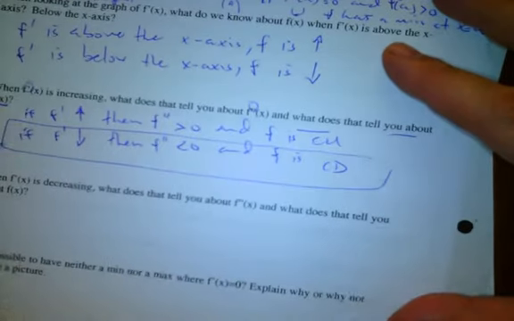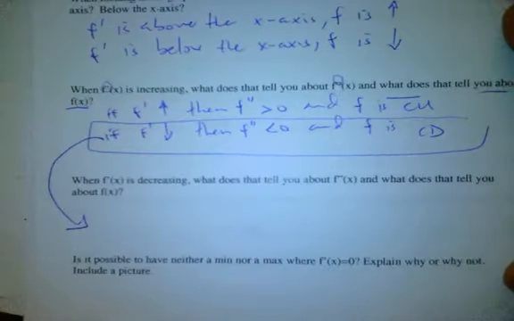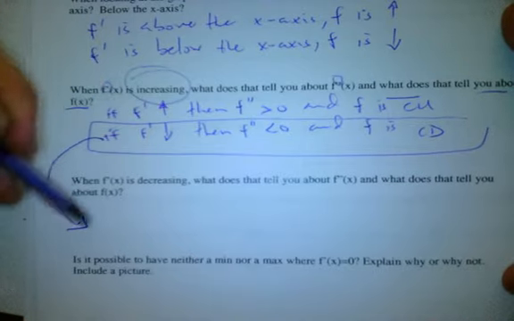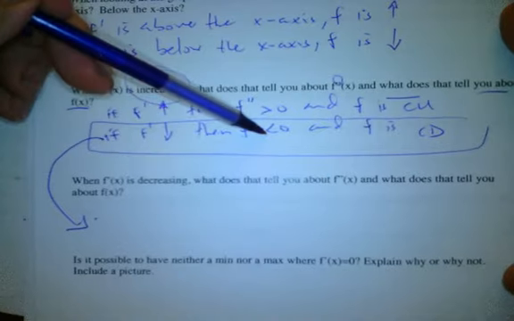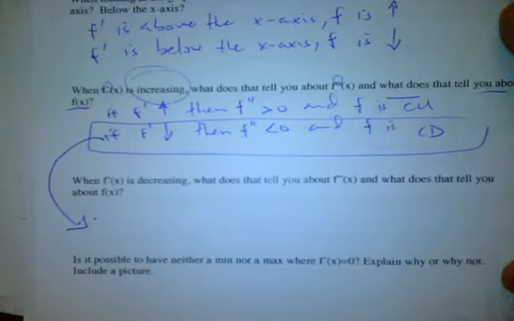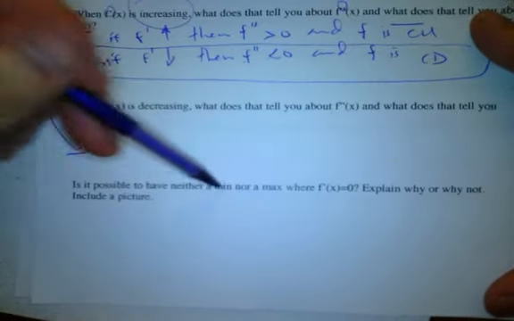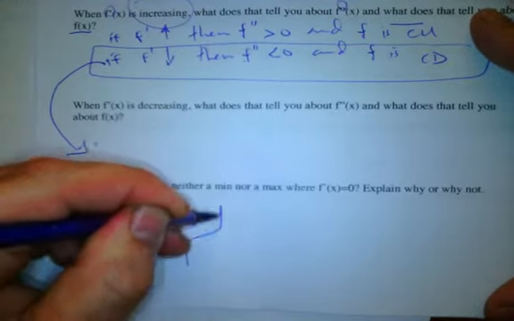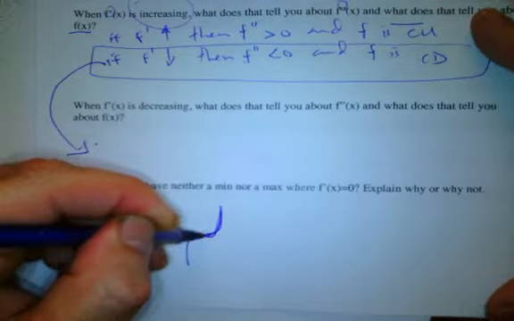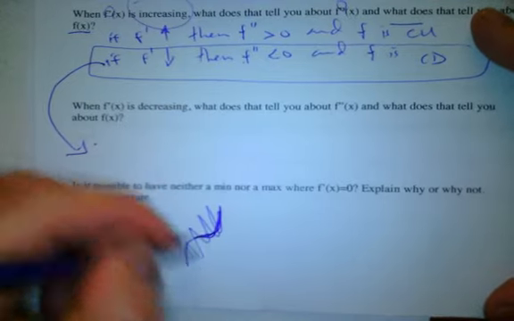Next, when f prime is decreasing, what does that tell you about f double prime of x? I guess I did that one already, huh? Sorry. This one is only about f prime increasing. We've done that. So now here's f prime decreasing. We know f double prime is less than 0. And what does it tell you about f? We know that f is concave down.